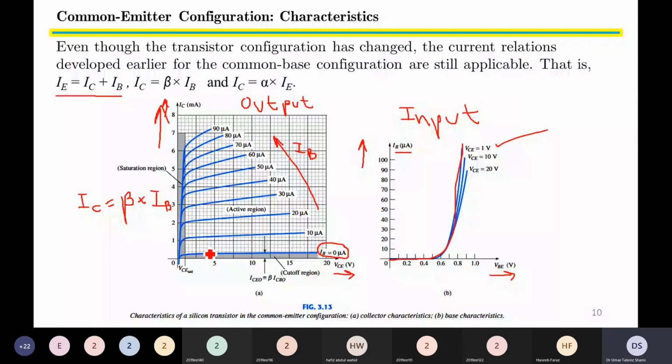And these characteristics have been divided into three regions. First is the cutoff region, which remains very close to the x-axis. Then is the saturation region, which remains very close to the y-axis. And then third is the active region. This active region is where we observe transistor amplification. To use the transistor for amplification purposes, we must ensure that the transistor remains in the active region.